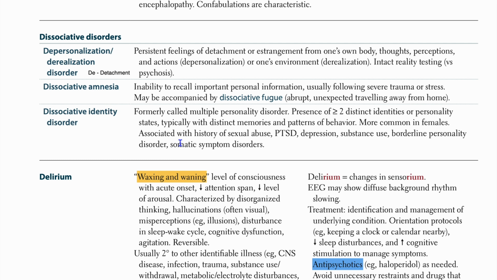Dissociative identity disorder, formerly called multiple personality disorder, is the presence of two or more distinct identities or personality states, typically with distinct memories and patterns of behavior. More common in females, associated with a history of sexual abuse, PTSD, depression, substance abuse, borderline personality disorder, and somatic symptom disorders. Previously it was called split personality, right? That's this one. Famous movie on that too. Split.